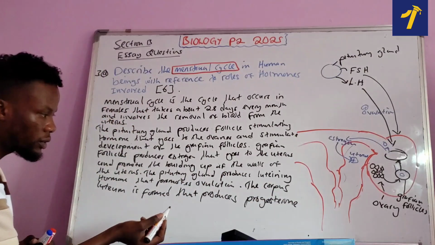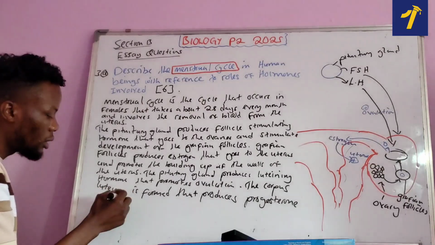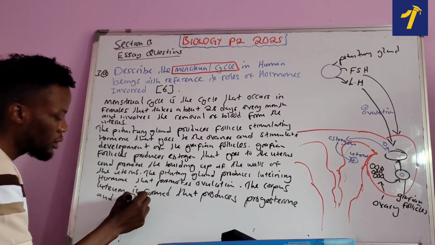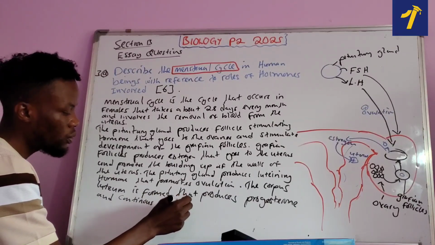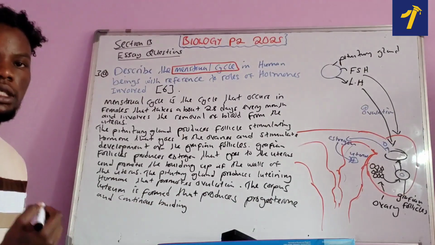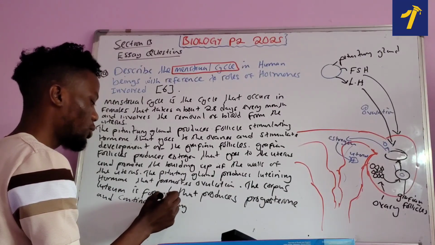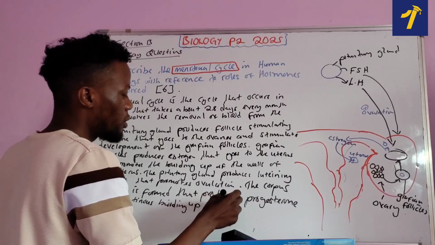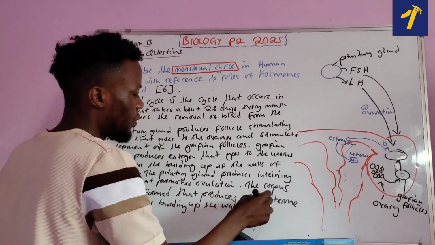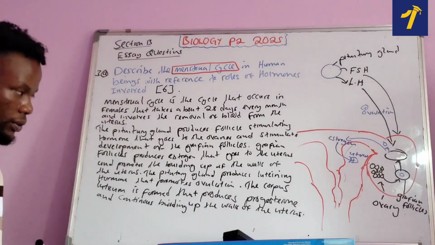Okay, so that produces progesterone and continues building up the walls of the uterus. So it's going to continue the same role of estrogen. So building up the walls of the uterus. Okay, so that's what happens.